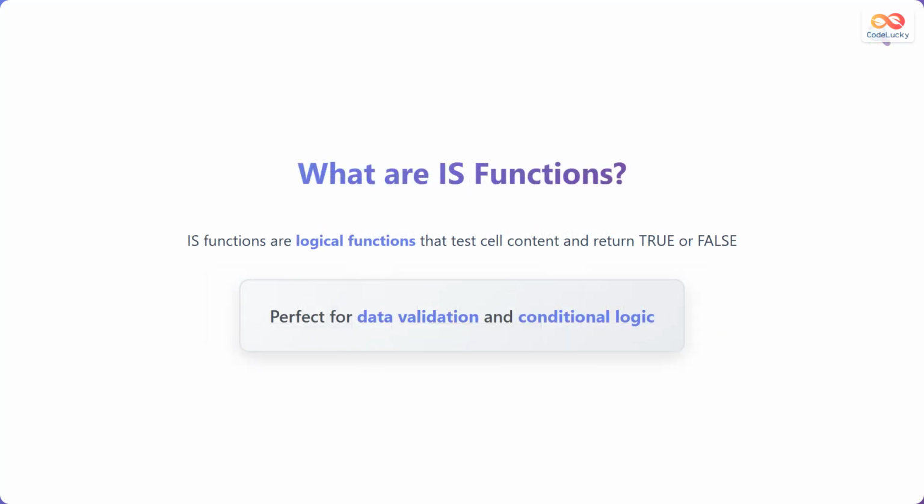IS functions are logical functions that test the content of a cell and return either true or false. They are especially useful for data validation and conditional logic. Use these functions to ensure that your data meets specific criteria.